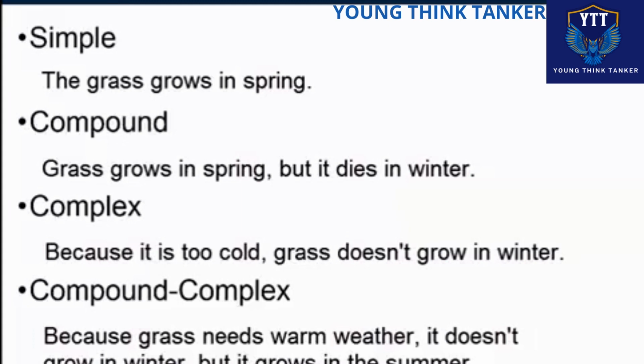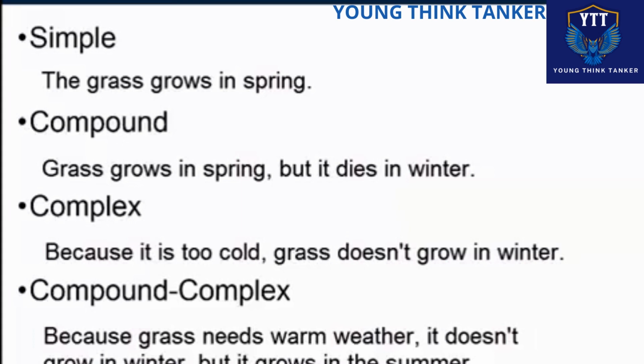The second type of sentence is a compound sentence, and a compound sentence joins 2 simple sentences together. Grass grows in spring, but it dies in winter. It dies in winter is a simple sentence, and grass grows in spring is a simple sentence, and we joined those with a connector called a conjunction. But is a conjunction. You might have heard of fanboys. Fanboys are conjunctions. We can talk about those in the forum if you don't know what that is.